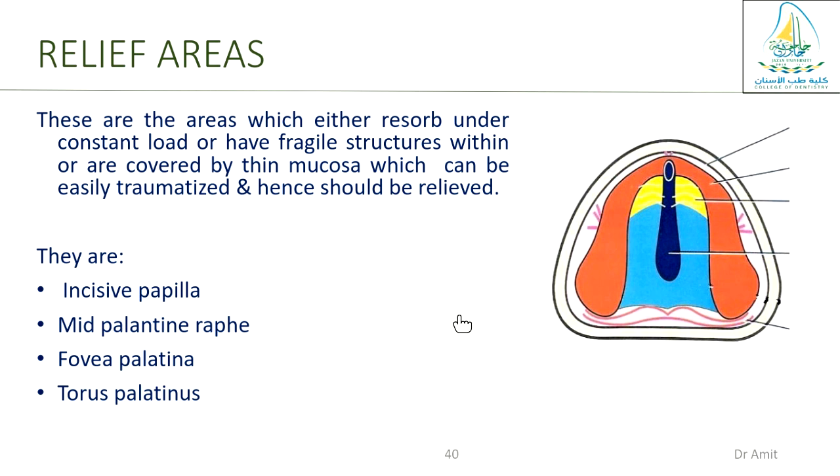First is the incisive papilla. It is a papilla-like structure present in the center of the maxillary arch. Second is the mid palatine raphe area, where the two maxillary processes come and join. So we have a suture in between, and we cannot apply force on the suture area. That's why it is the mid palatine raphe area, where we have a raphe. Third is the fovea palatini, which I will be discussing. And last is the torus palatinus.